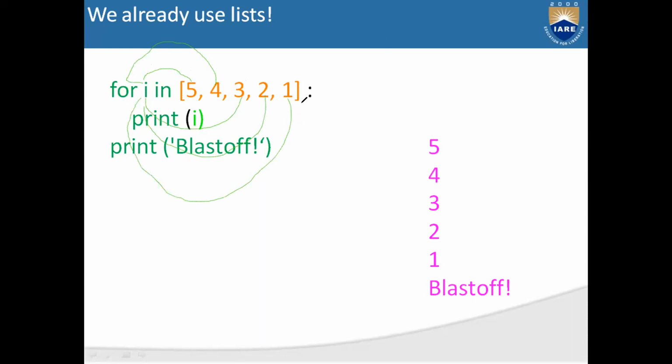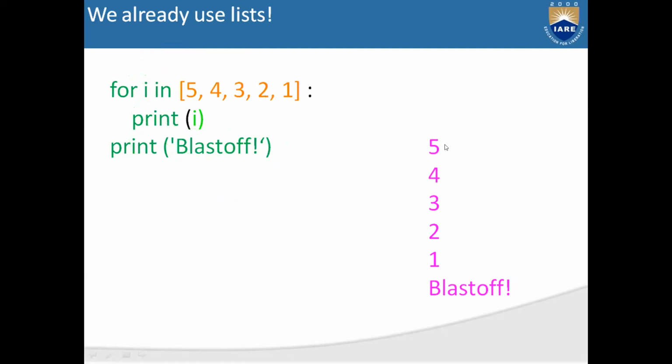Then what happens? It stops. Why? Because no elements are there further to process. That's why the values are assigned. So what will be the output of this first statement now? The output of this first statement is print I.